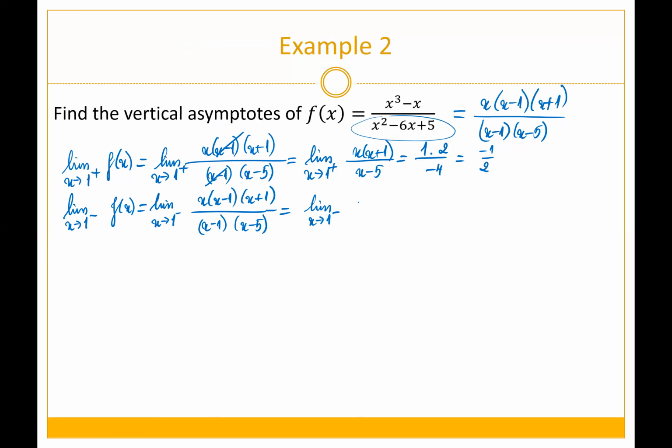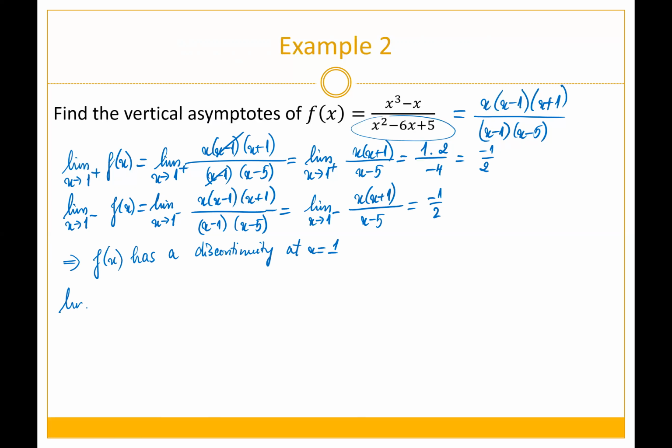We have x plus 1 again, because x minus 1 is only approaching 0 minus, but it's not 0. So we can still cancel it out and still we get negative 1/2. Therefore, we have f(x) has a discontinuity at x equal 1, but it's not a vertical asymptote.